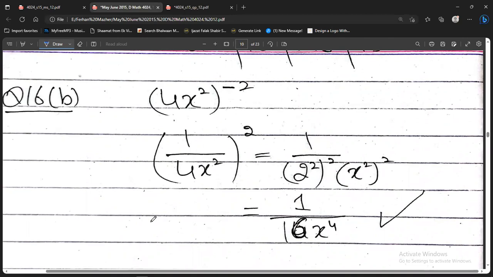Square of 1 is 1. Square of 4 means 4 square will be, or you can say 2 square square, that will be 2 raised to power 4, and that will be 16. And x square and its square, that will be x to the power 4. So the final answer will be 1 divided by 16x to the power 4.